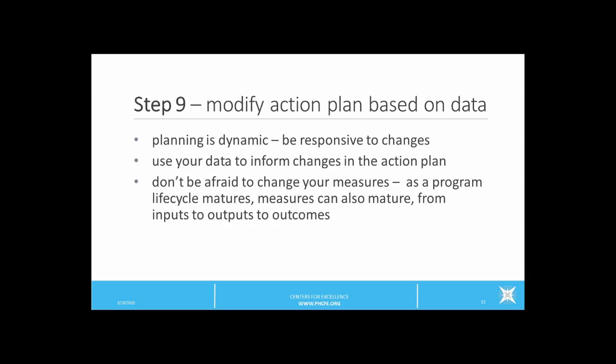At step 9, we modify action plans based on data. Planning is dynamic. Your strategic plan is a living document, so stay flexible to changing circumstances. The key idea here is based on data. When making changes, be sure they directly relate to what the data is telling you as you track your progress. In addition to appropriate data-driven changes to your action plan, changing measures might be a good idea as well. As a program's life cycle matures, measures will expand from inputs to outputs to outcomes.